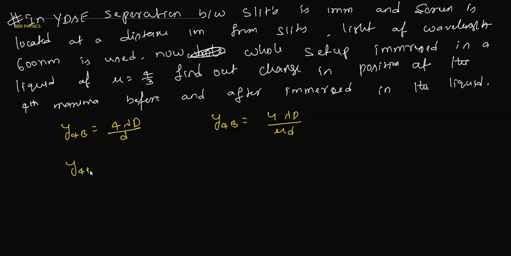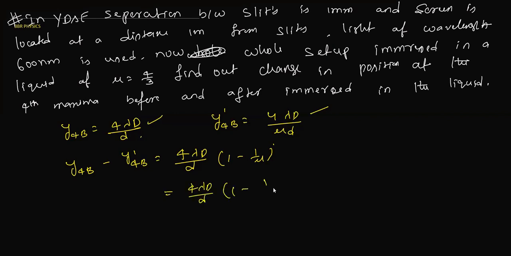Fourth bright fringe minus y dash, let me take this as y dash. The fourth bright fringe equals what can we write? 4 lambda D by d. If I take common, 1 by mu remains. So I can write this value as 4 lambda D by d into 1 minus 1 by mu. Therefore, this can be written as 4 lambda D by d divided by 1 minus 1 by mu.